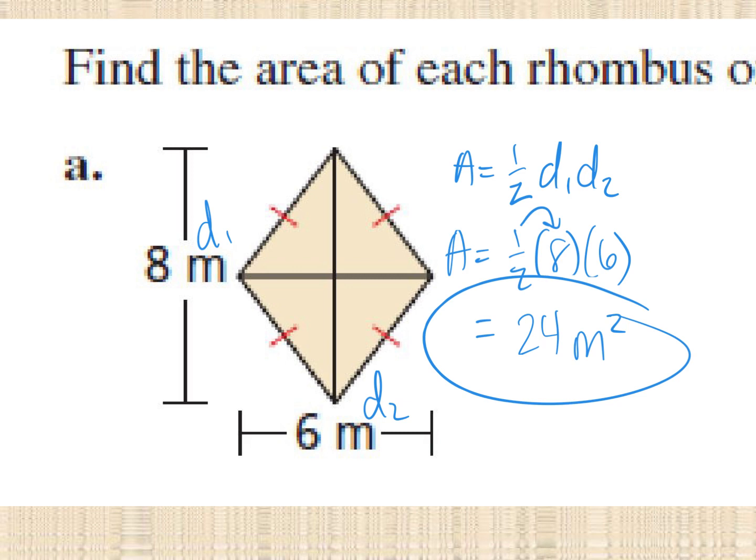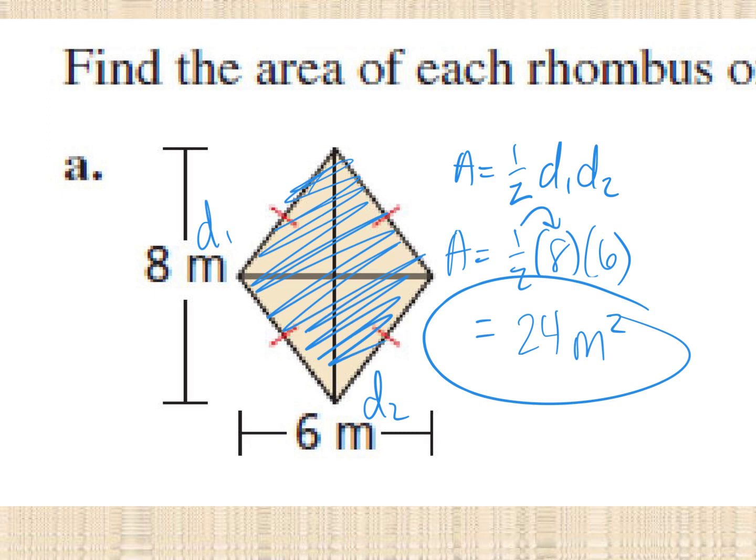Sophia: does it matter which side you put in D1 and D2? D1 and D2 does not matter, okay? You could have done 1/2 times 6 times 8. You would have gotten 3 times 8, which is also 24. Now the 24 meters squared is the area of this entire figure. Cool beans. Any other questions? These are good questions.